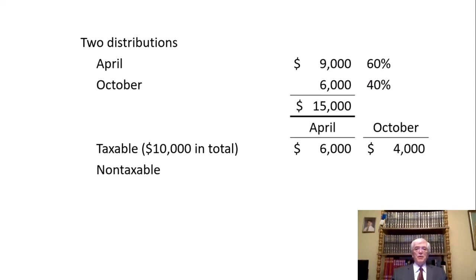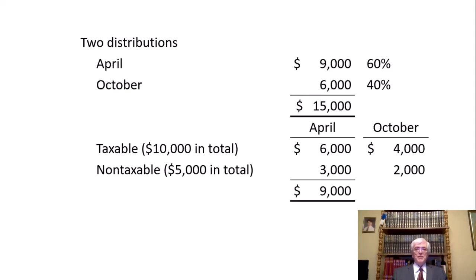The non-taxable portion is the rest of the distribution. 5,000 in total, that's 3 for the April distribution, 2 for the October distribution. So there's your 9 in April and your 6 in October. So that is how you treat distributions out of current earnings and profits.